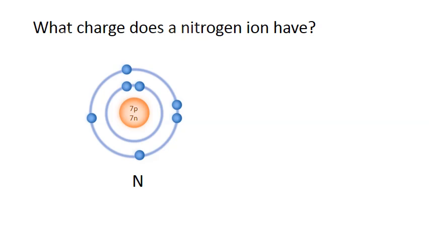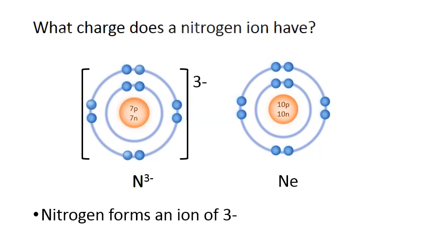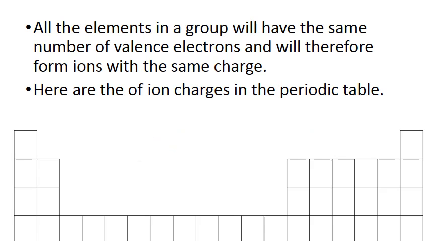Now what charge does a nitrogen ion have? Well, nitrogen's got 5 in its valence shell. So the closest noble gas to nitrogen is neon. So it's going to be easier to gain 3 electrons than it will be to lose 5. So nitrogen gains 3 electrons and then gets a charge of 3-. So nitrogen forms an ion of 3-.